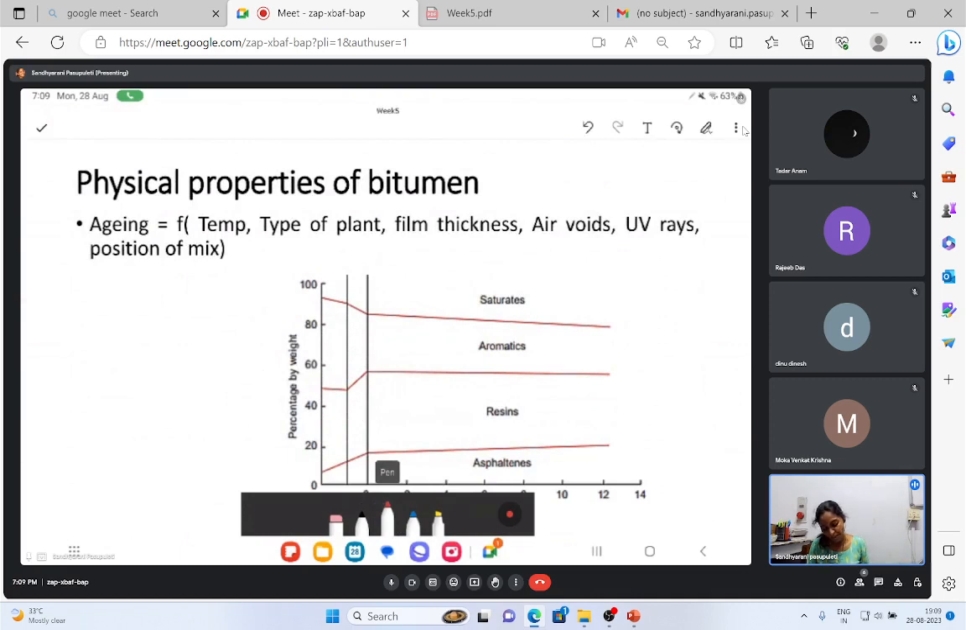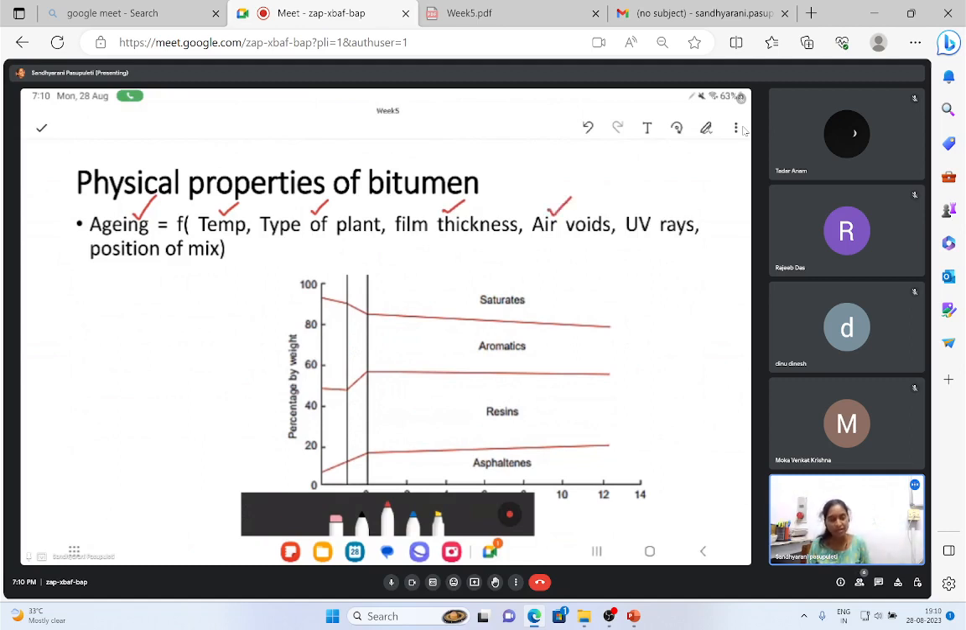If you see the summary of aging, this aging can be a function of temperature. If it is higher temperature, higher aging can be expected. Then the type of plant. Where are you usually mixing your aggregate and bitumen? If you are mixing in a very open environment where oxygen is completely exposed, then there is a chance that bitumen can react with the oxygen and undergo more aging. Then film thickness: if your aggregates have higher film thickness, there are lesser chances of aging.